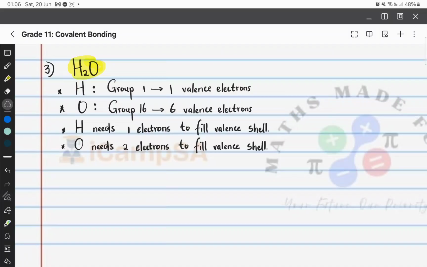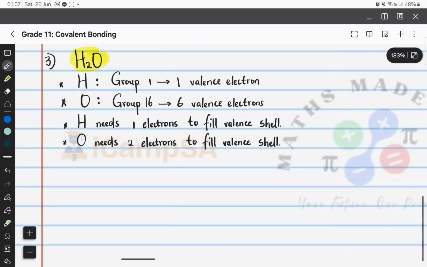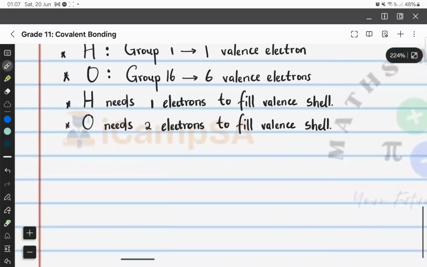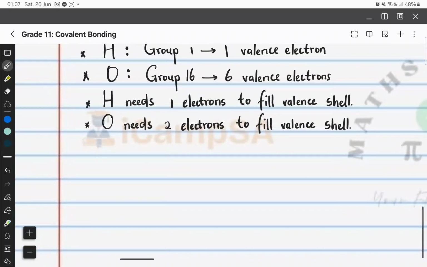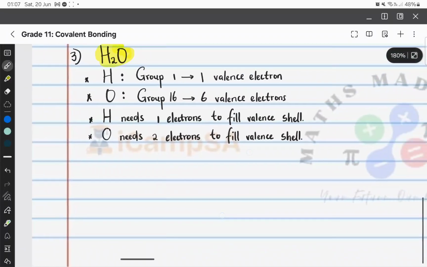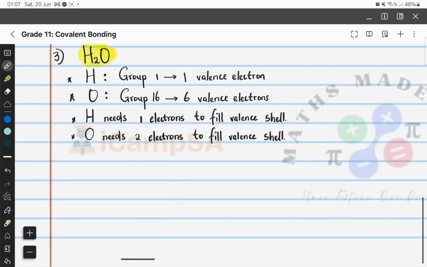So, water. Hydrogen, group 1, only has 1 valence electron, and it needs 1 more. Remember, oxygen, group 16, has 6 valence electrons. It needs 2 more to fill its valence shell. Remember, octet rule, we need 8. The only exception is hydrogen. So let's check how they behave. Let's start with hydrogen. We already know this, so we'll move a bit faster now.